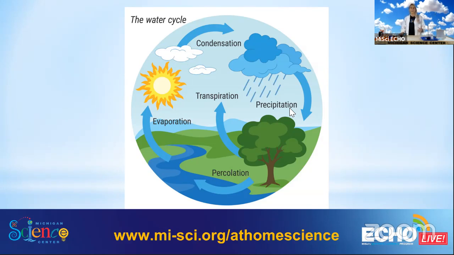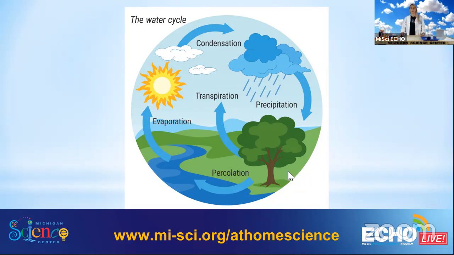It could be rain, it could be hail, it could be snow, and then it is collected back on the ground. That collection, as the water runs off back into our lakes, rivers, and ocean, we can either call that collection or percolation.